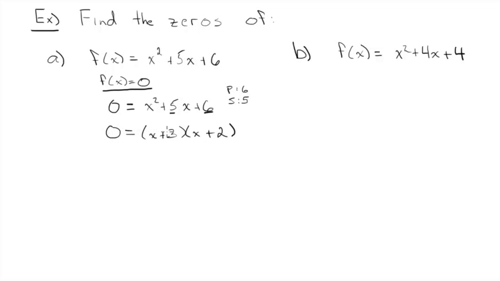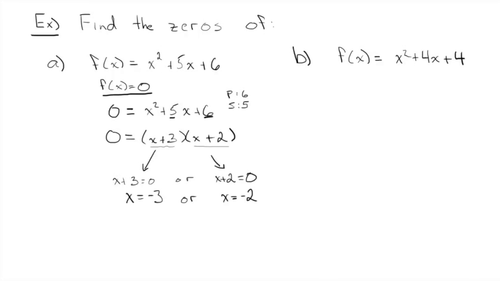So now you have 0 equals this thing times this thing. We're multiplying two things, and our product is 0. The only way the product of two things can be 0 is if one of those things is 0. So either x + 3 must equal 0, or x + 2 must equal 0. Simply solve these simple linear equations. So x = −3, or x = −2.